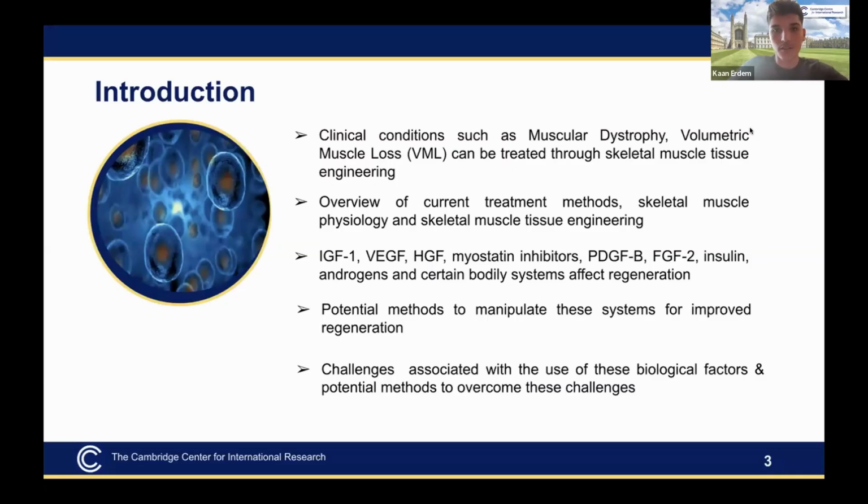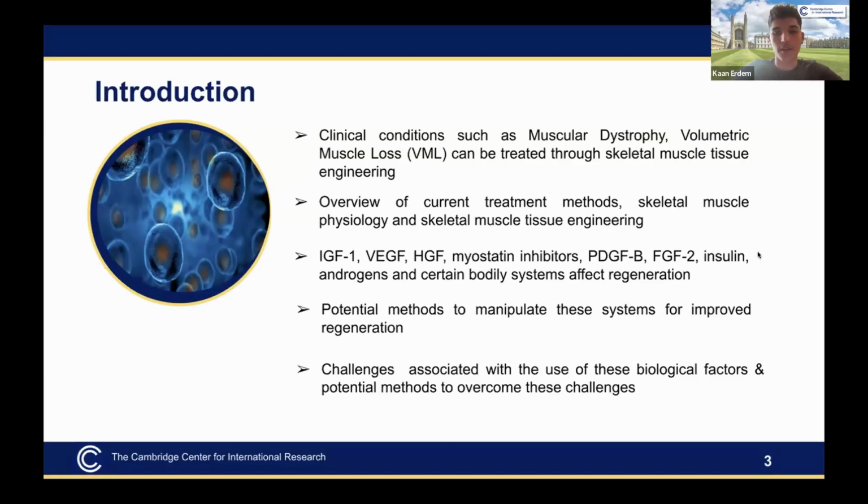The clinical conditions such as muscular dystrophy, which is a genetic condition whose most prevalent type is Duchenne muscular dystrophy, and volumetric muscle loss, which is an acquired condition through physical trauma or extremely aggressive surgeries, can be treated through skeletal muscle tissue engineering. This paper will be overviewing the current treatment methods of these conditions. It will be talking about skeletal muscle physiology and the current techniques in skeletal muscle tissue engineering.